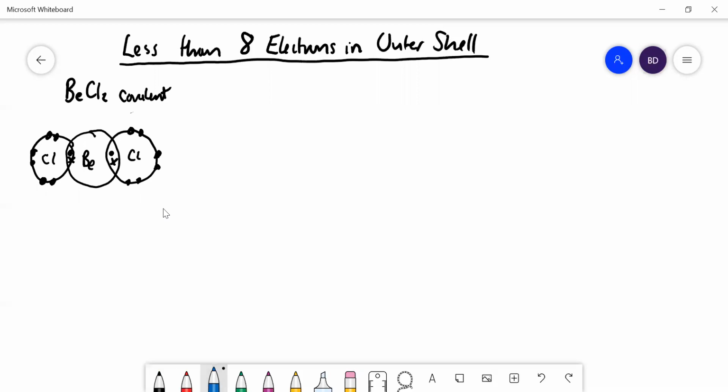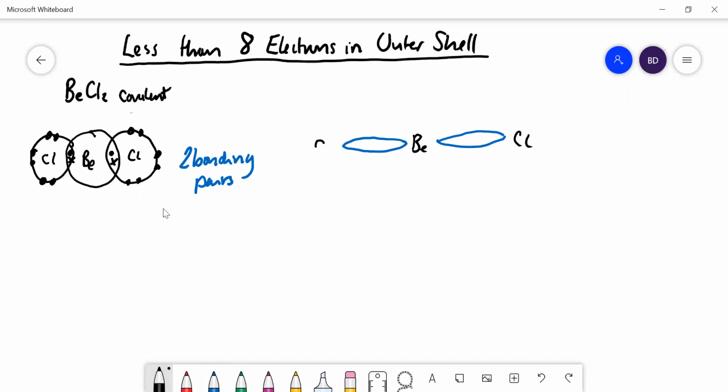So you can probably guess what the shape of that molecule is going to look like. You've got 2 bonding pairs, haven't we, there? And those pairs of electrons want to get as far away from each other as possible, because they're both negatively charged. So you get one bonding orbital like that, and another one like that. The bond angle between those is, well, it's a straight line, so it's going to be 180 degrees. And the shape of that molecule is called linear.